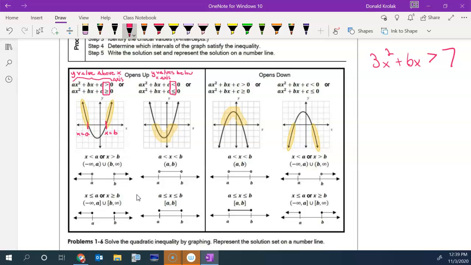Okay, so that's what this is telling you right here. X is greater than b. Any x to the right of b is going to have a positive y value, and any x to the left of a is going to have a positive y value associated with it. So the intervals where the y values are positive, you use these critical values to define them. Right? So let me show you an example.